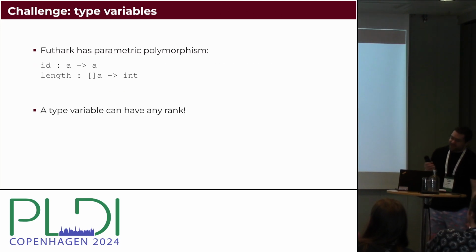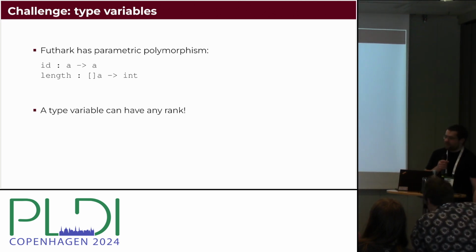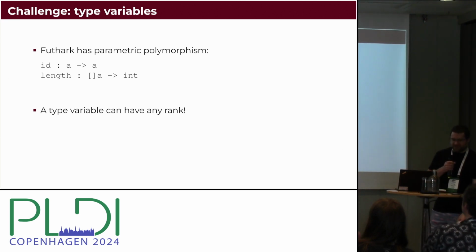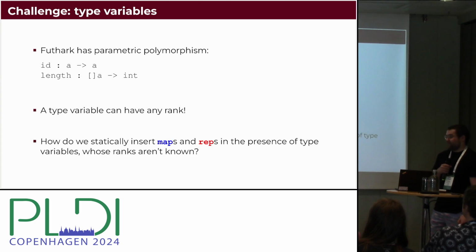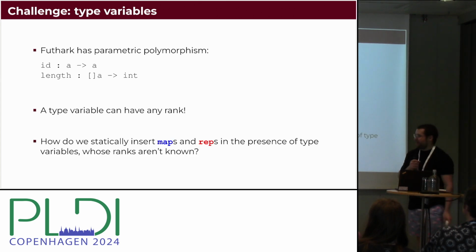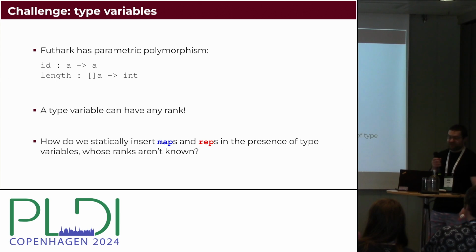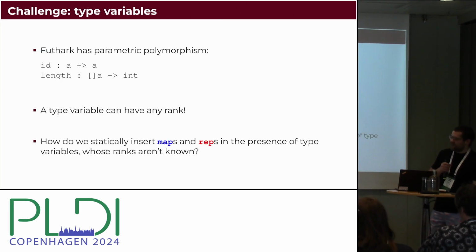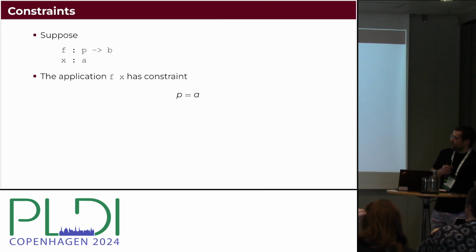And another challenge here is that, of course, Futhark has parametric polymorphism, which means that functions can have type variables. And the problem with type variables is that they can have any rank, so you don't know anything about them. And so the question is, how can you statically insert these maps and reps in the presence of these type variables whose ranks you do not know? And to begin answering these questions and how we solve these challenges, let's look at constraints. This is a constraint-based system.